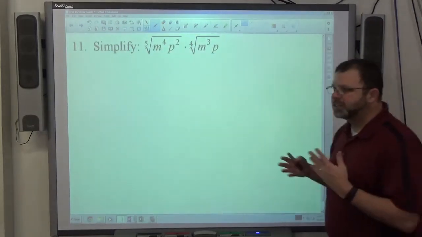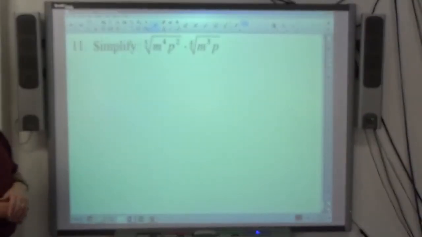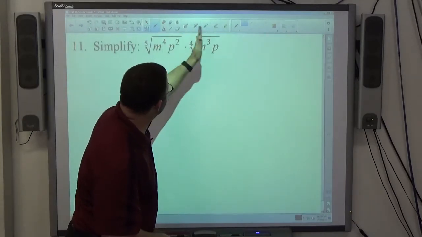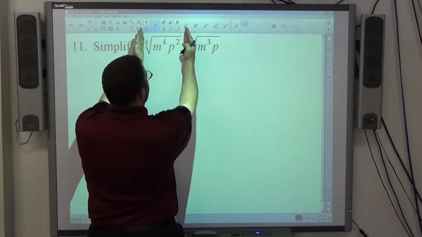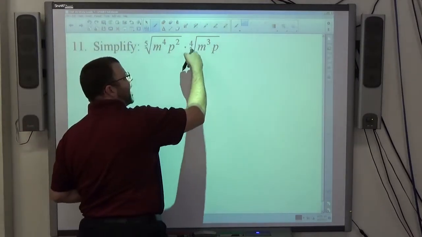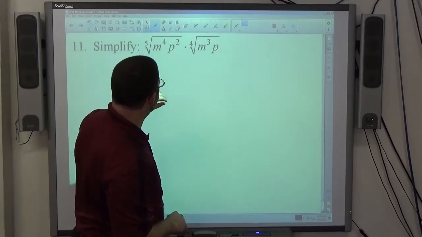Number 11, similar looking problem to the last one. A couple differences. Number 1, it's got letters instead of numbers. Number 2, this radical doesn't extend over the other radical. So it's this radical being multiplied by that radical. And I will have this raised dot, so there's no, I guess, ambiguity about that.